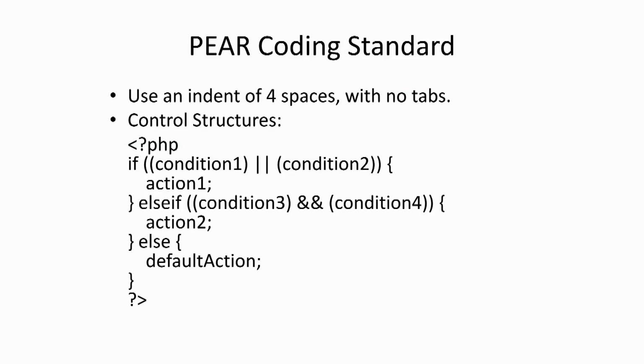Well, in the PEAR coding standard, they have things like indenting 4 spaces. That might seem like a nitpicky little thing, but having consistent indenting throughout everything makes it a lot easier to read and follow. It has different things like your control structure. So you have if, and then there's a space, and then your parentheses for the condition.